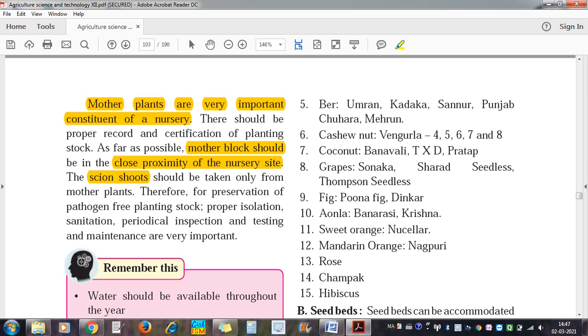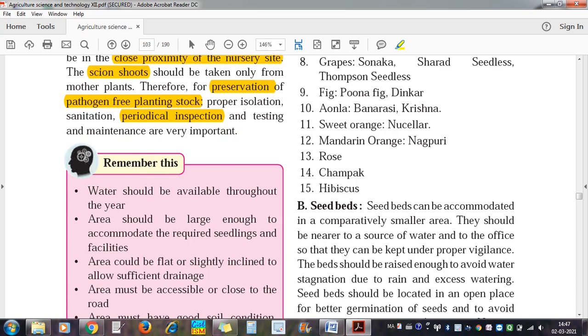So scion shoots are also to be kept at a particular place, and preservation is to be done. Scion plants should be preserved from pathogen-free planting stocks. It means there should be periodical inspection, so that there is no disease or pest infecting the scion as well as the mother blocks or mother plants.